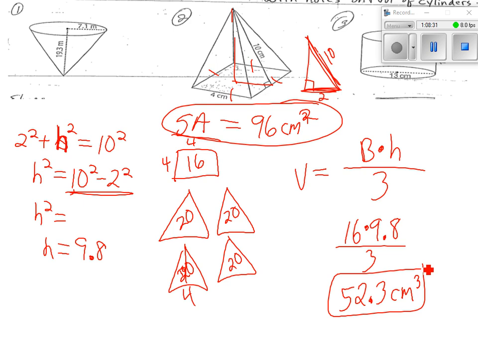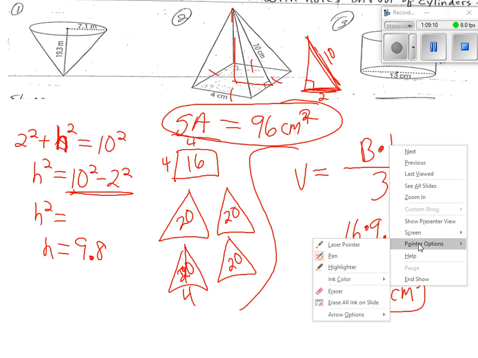So the pyramid's easier than the cone. Easier formula, and it's squares and triangles. For surface area, it doesn't have a formula, you just gotta do all that stuff. But if you have the formulas, you don't have to mess up the formulas. Just gotta put it in.